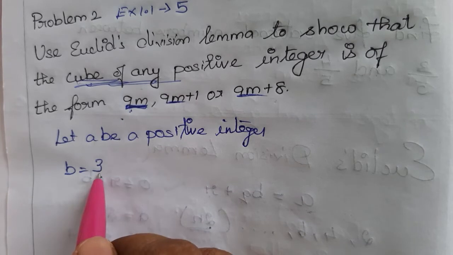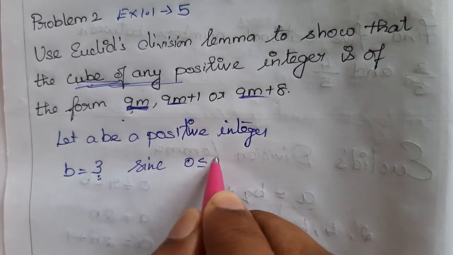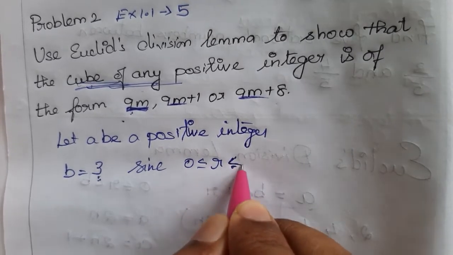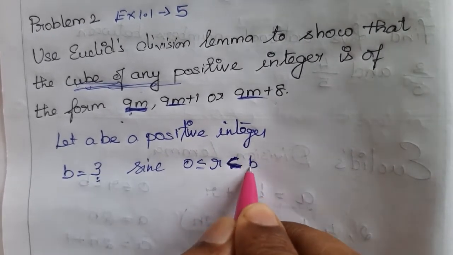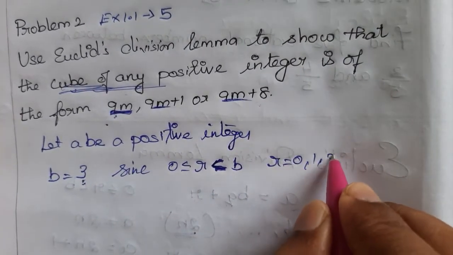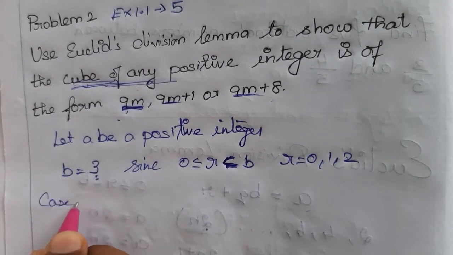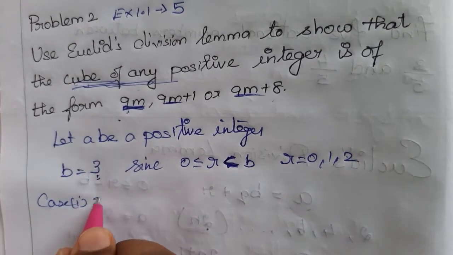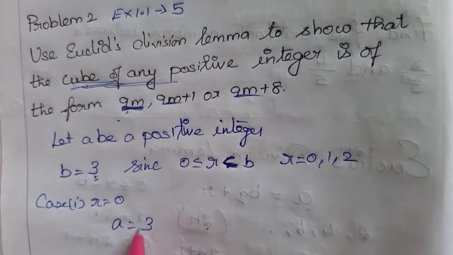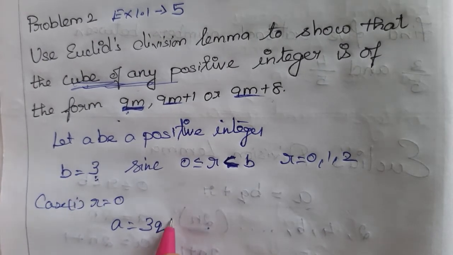If you choose 3, it will take only 3 cases, and our problem will also be short and clear. Since 0 is less than or equal to r, which is strictly less than b, r takes the values 0, 1, 2. Here 3 cases are there. So first case, r is equal to 0, that is a is equal to 3q plus 0.